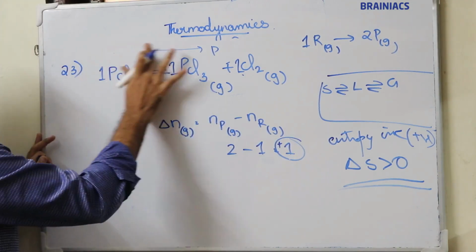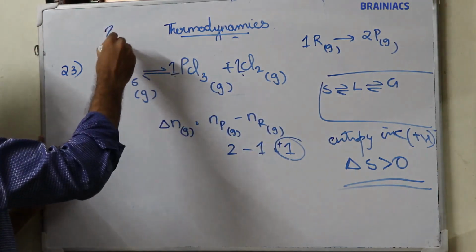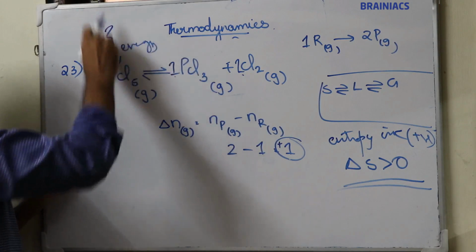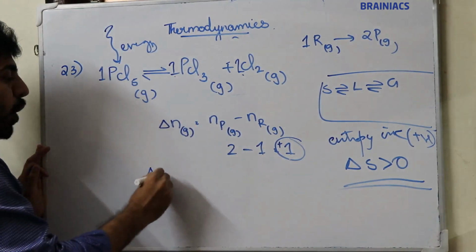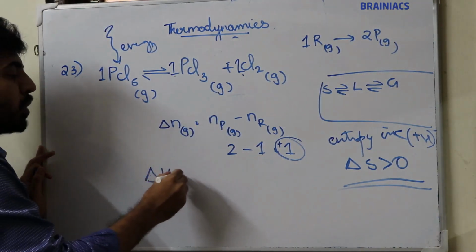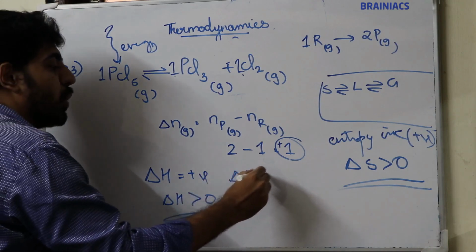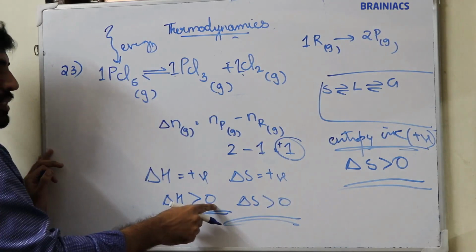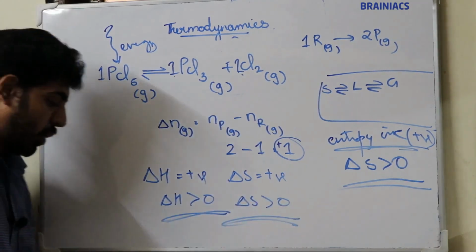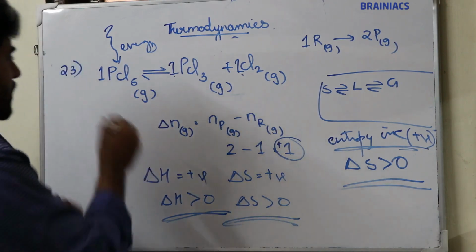Now here this molecule breaks down to form PCl3 and Cl2. To break down this molecule, energy is required. Energy is absorbed. This molecule absorbs energy and breaks down to form PCl3 and Cl2. Energy absorbed means delta H value is positive, greater than 0. So here delta S is positive, entropy increases, and delta H and delta S are both greater than 0. So the answer is option 3. Option 3 is the right answer.